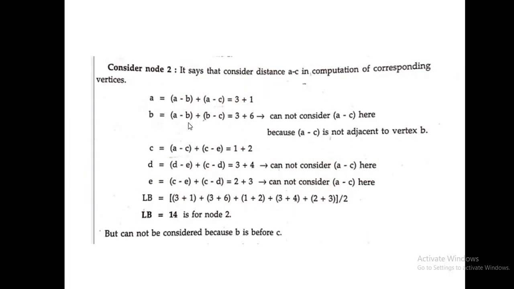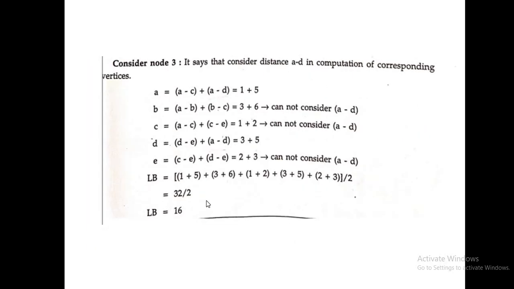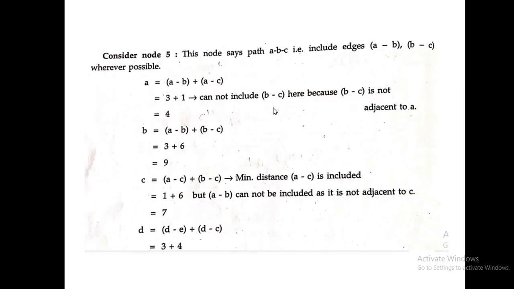Similarly we have to calculate node C, A to C. Here compulsorily we have to choose AB and AC. For B we can also choose AB, BC. Here AC is not available, so we choose the next least cost value. Similarly for C, D and E. For D and E, A to C is not available, so the lower bound equals 14. The same concept applies to node 3, AD, where we choose the AD value, and then AE, where we choose the AE value.